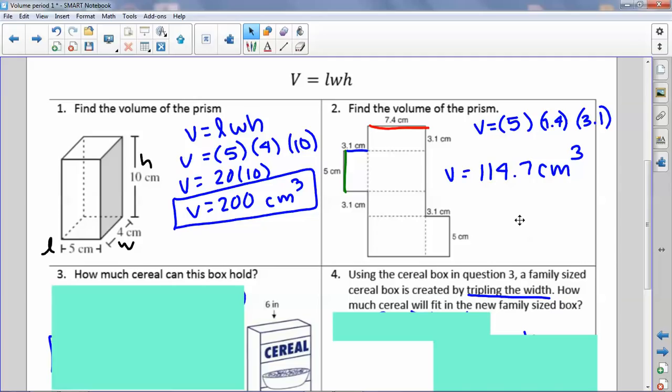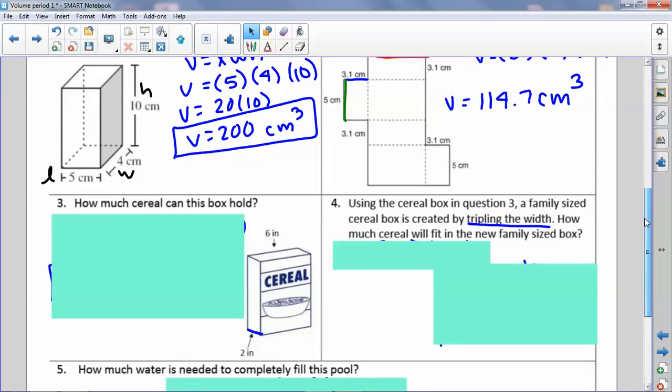Okay, so this is if we had a net. So then we identify the three different measures. Now let's look at example 3.